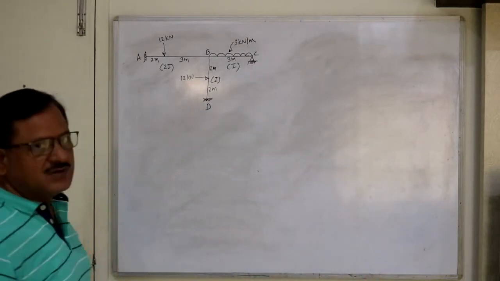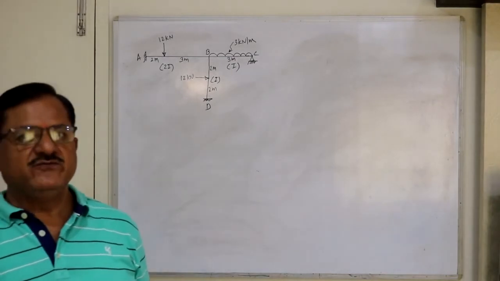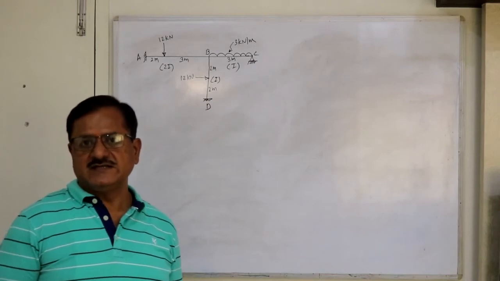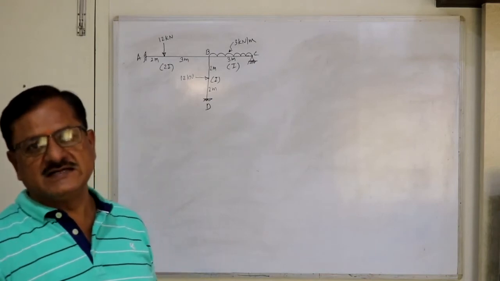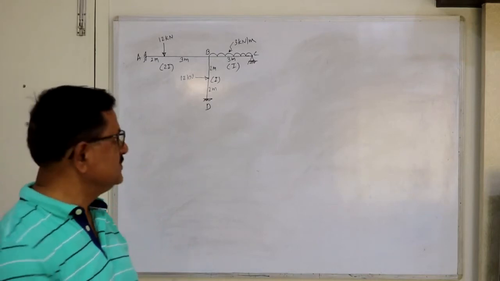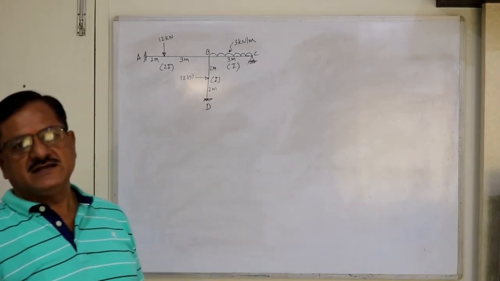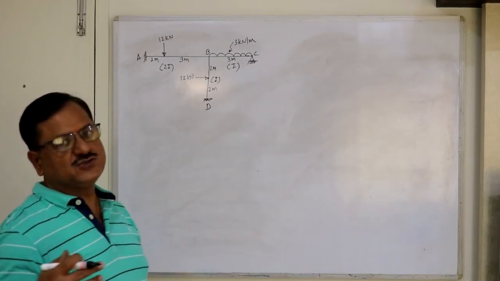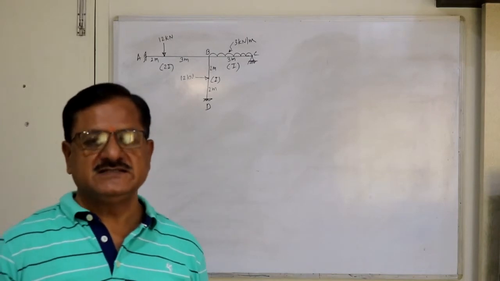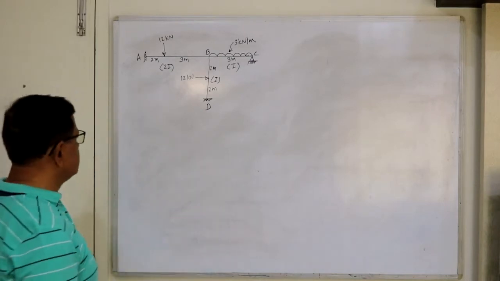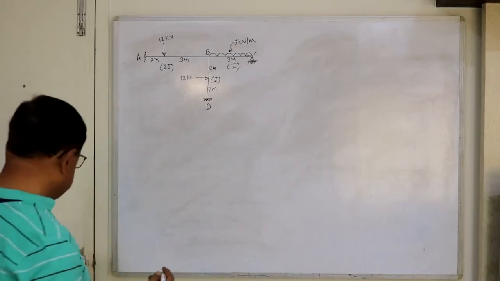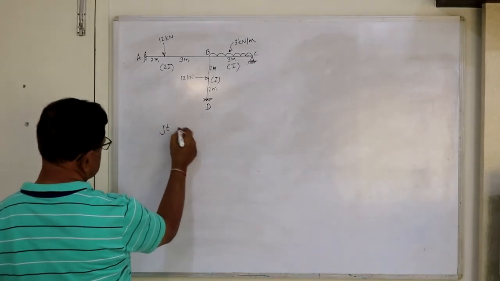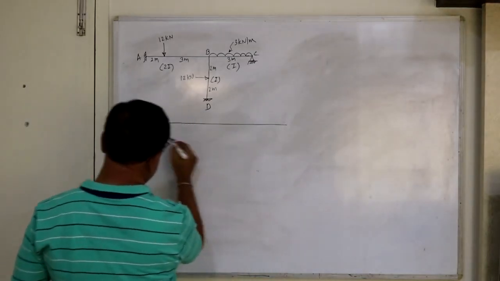Now I will tell you one more way, an alternate way, of preparing this moment distribution table, because already we have learned how to prepare a moment distribution table for a continuous beam, and even for a frame the same can be used. But suppose at a joint the number of members is 3 or more, then it is always better to prepare the table in a different way.